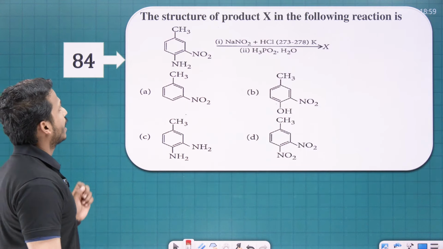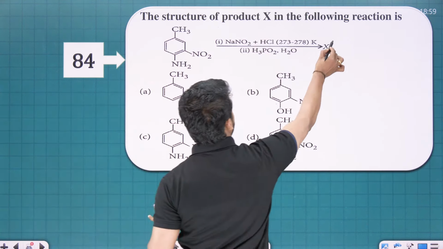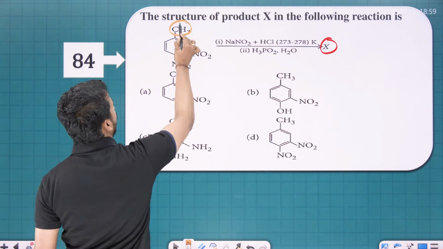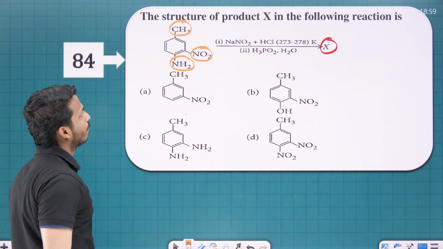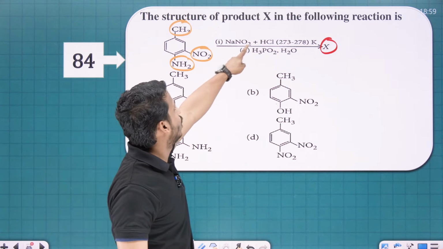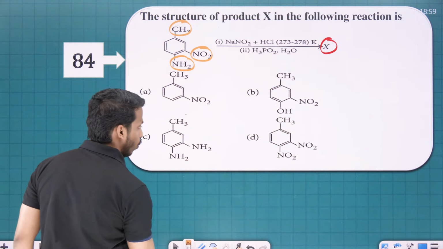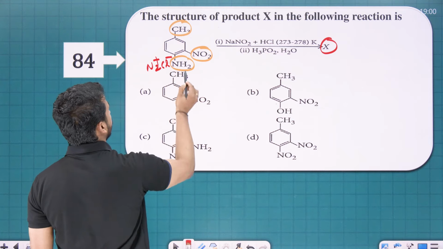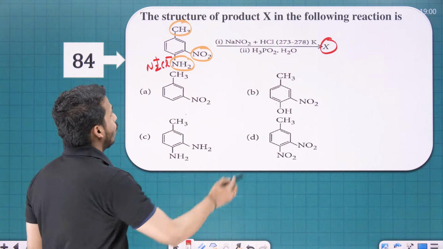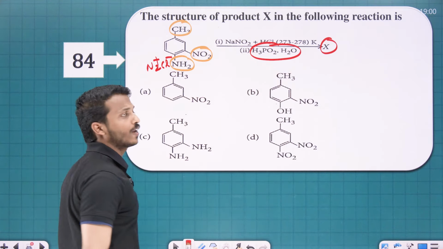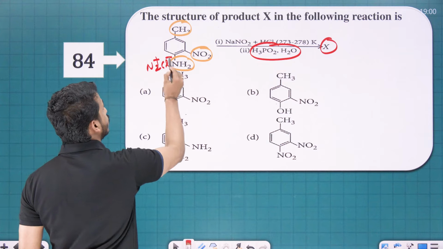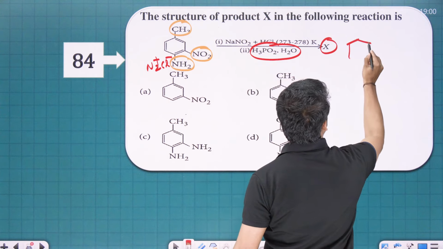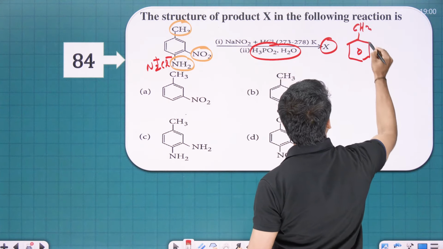Okay. The structure of product X. What is this X in this reaction? Let us check it all. Remember, there is a methyl group, nitro group, and amine. What are they treating first? First NaNO2 HCl, which means what? Diazotization. What happened on diazotization? The NH2 becomes N2Cl salt. CH3NO2 remains. What is the function of H3PO2, hypophosphorous acid? It converts the diazonium salt completely to benzene. Means overall this group vanishes.